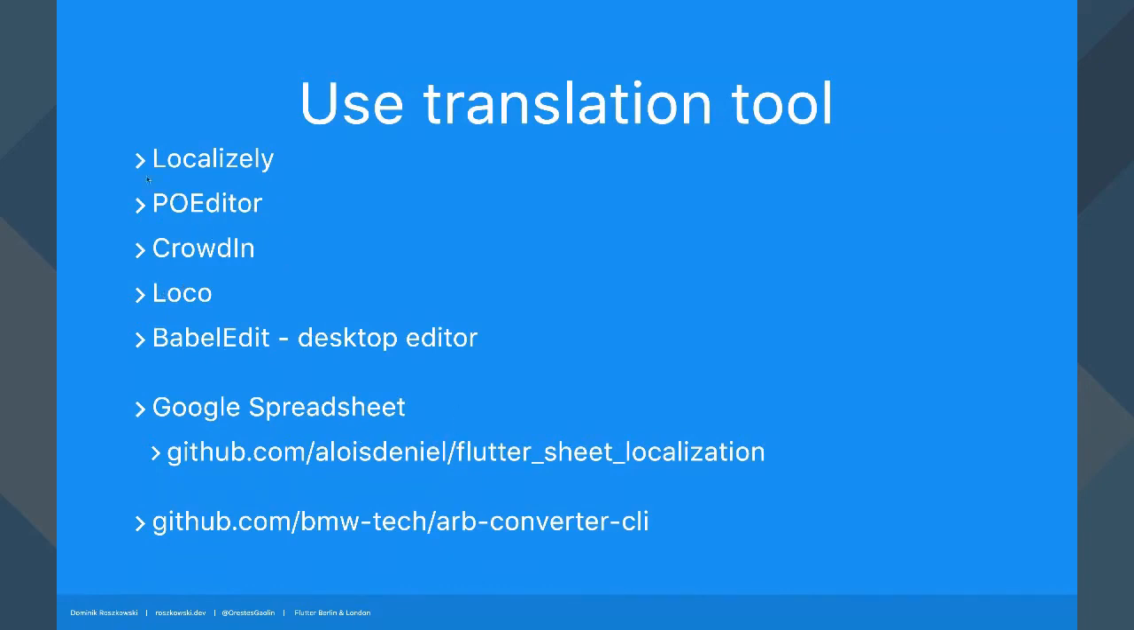But if you don't want to use them, and if you don't want to, let's say, pay for them, you can always use Google Spreadsheet. There are many ways to use Google Spreadsheet for translation. And if you have some supported output format, let's say JSON, you can convert this file to ARB pretty easily with this tool from BMW Tech. It also doesn't work perfectly for all the cases, but in general, it works just fine.